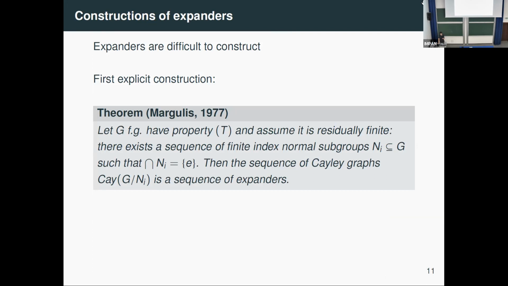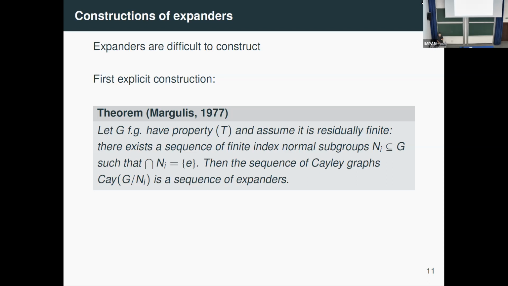There was a theorem in 1977 by Margulis, who noticed that if you take a finitely generated group with property T, and assume it is residually finite, so there exists a sequence of finite index normal subgroups in it that are getting less and less dense in a way, so the indices of these subgroups grow and the intersection is trivial, and if you take the sequence of Cayley graphs of the quotients, then these form a sequence of expanders. The reason for this is exactly property T. The fact that the group G has property T is responsible for the fact that these are expanders.